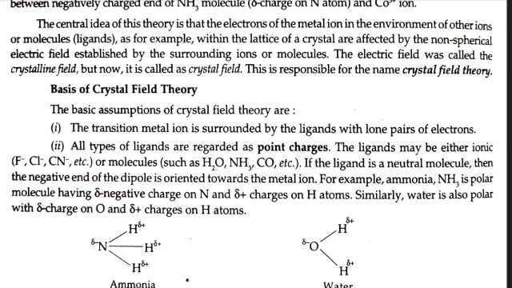Basis of crystal field theory. The basic assumptions of crystal field theory are: first, the transition metal ion is surrounded by ligands with a lone pair of electrons. All types of ligands are regarded as point charges. The ligands may be either ions or molecules. Second, if the ligand is a neutral molecule, then the negative end of the dipole is oriented towards the metal ion. For example, ammonia is a polar molecule with delta negative charge on N and delta positive charge on the hydrogen atoms. Similarly, water is also polar with delta negative charge on the oxygen atom and delta positive charge on the hydrogen atoms.